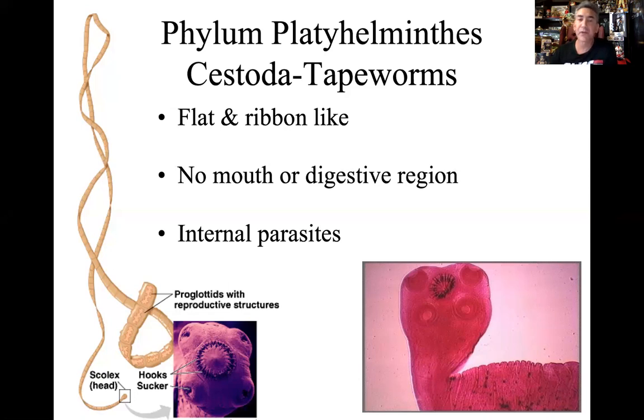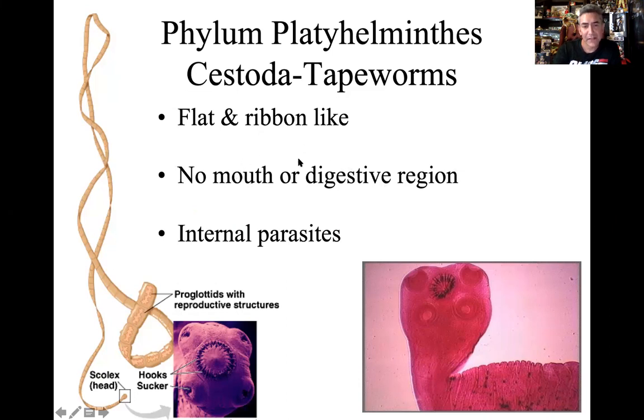So they call them tapeworms because they are flat in cross section. They look like ribbons. They don't really have a lot of musculature. They're just kind of plop there. They need to be acting as a parasite. They have no mouth or digestive region.